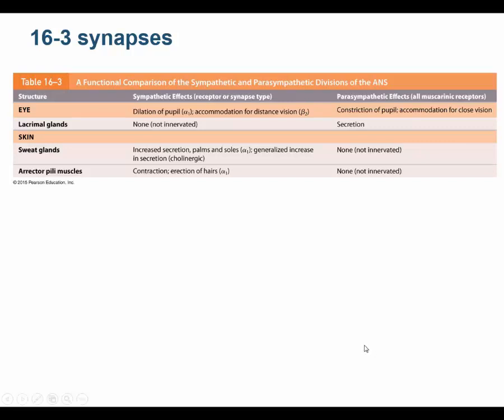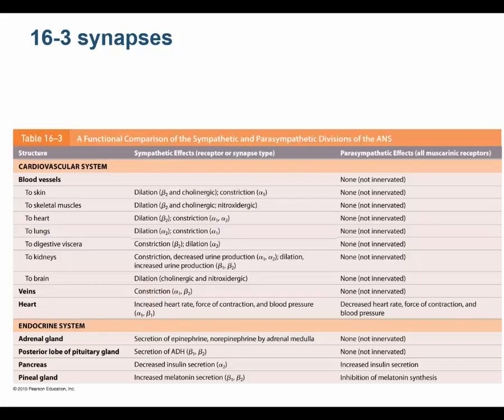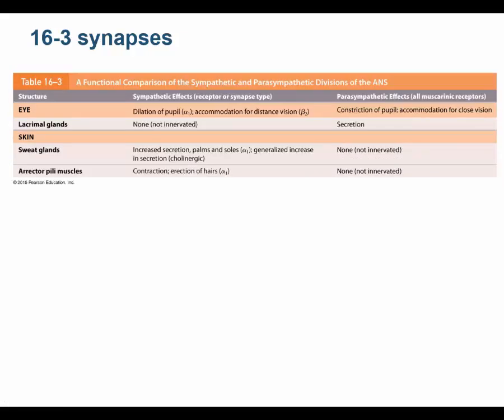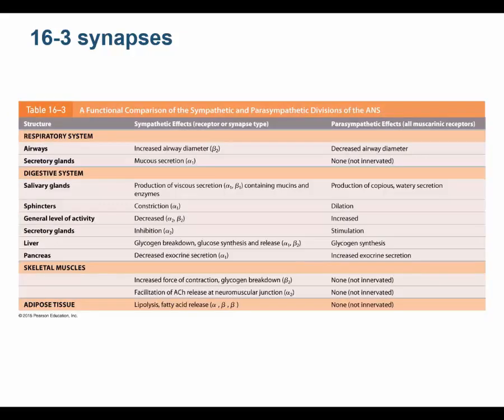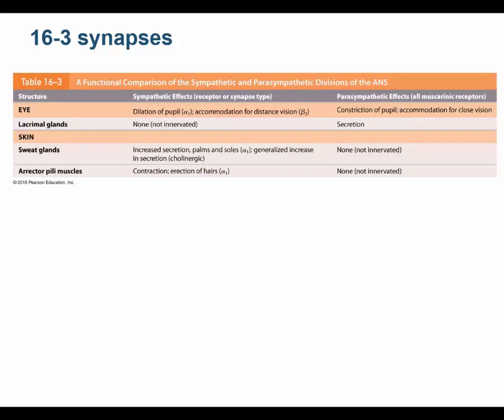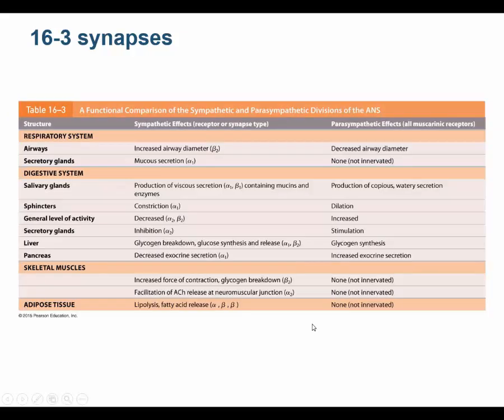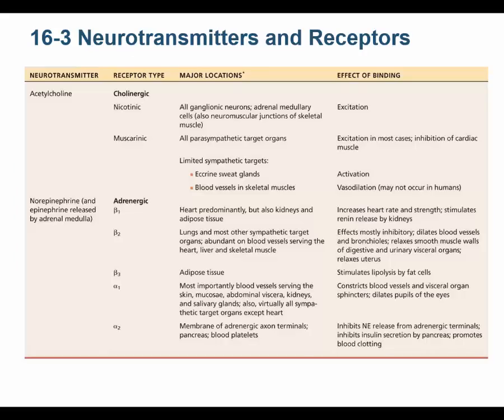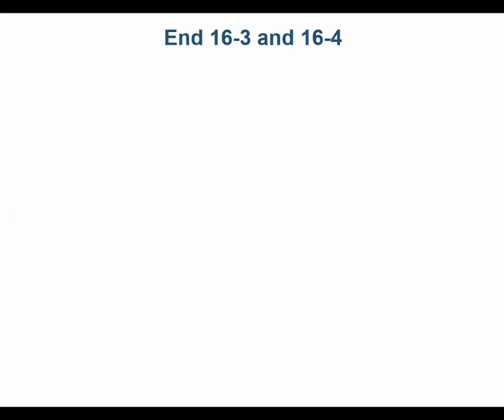Now I'm going to come back and hit this again in a few minutes. And plus, there's something very important I want to tell you about this. But these are a functional comparison of the sympathetic and parasympathetic nervous system. And what I really want to do is spend some time on this chart right here. But this is a great chart to start studying after I teach you about the preganglionic synapse and the postganglionic synapse. So I will come back to that.